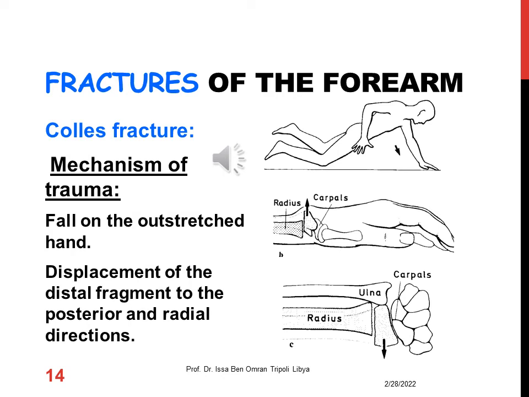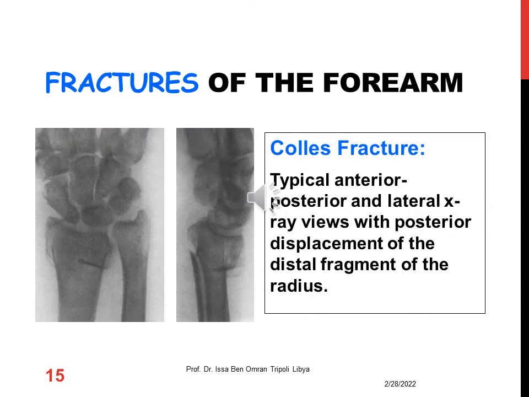Here the mechanism of the Colles fracture is demonstrated: fall on the outstretched hand, with displacement of the distal fragment to the posterior and radial directions, as in this illustration. And here is another example of Colles fracture, typical anterior, posterior and lateral X-ray views with posterior displacement of the distal fragment of the radius.